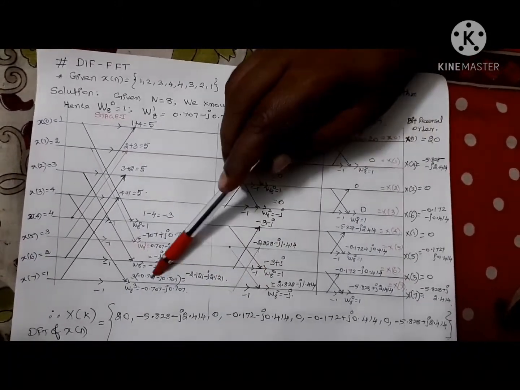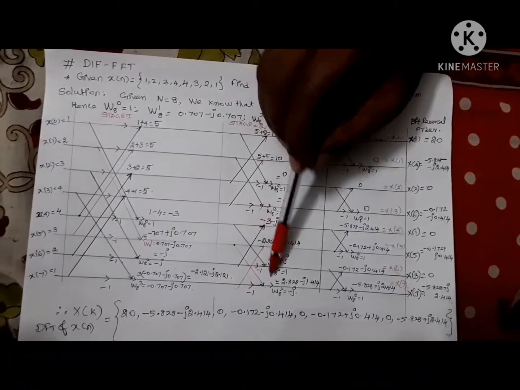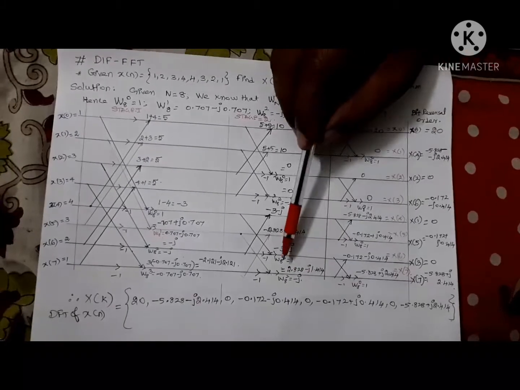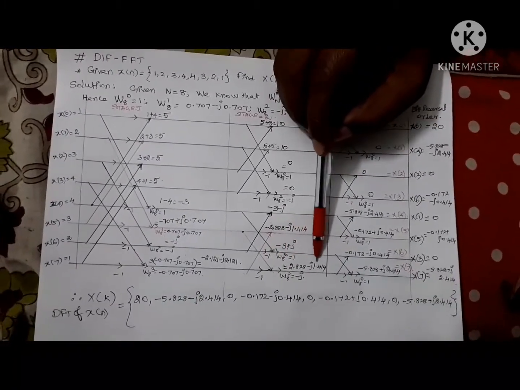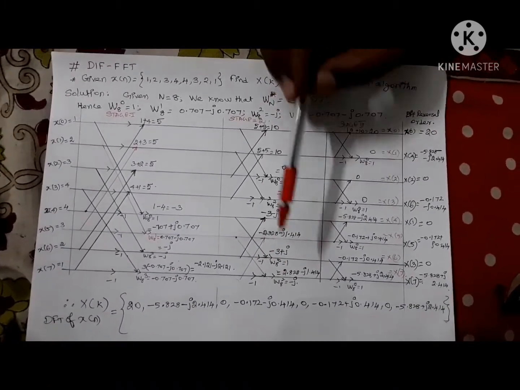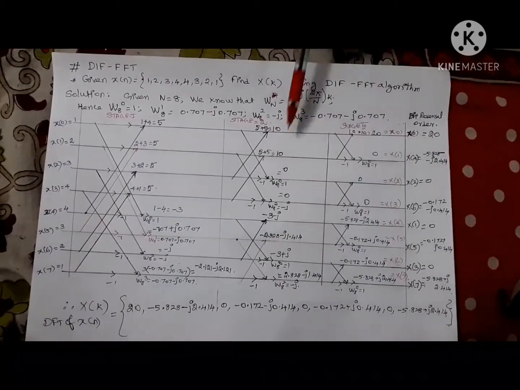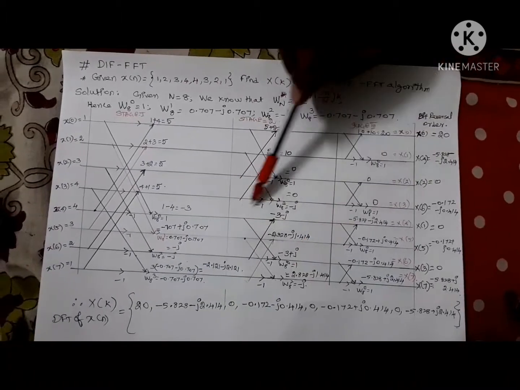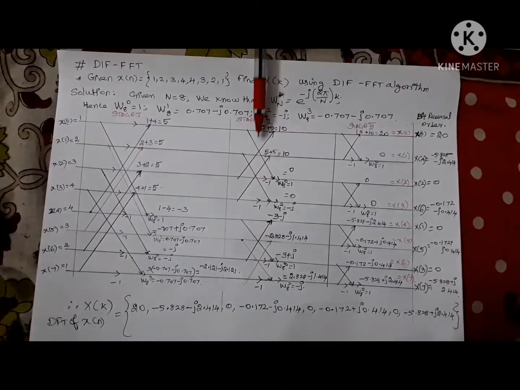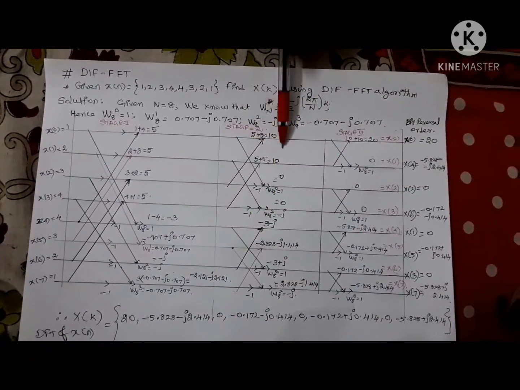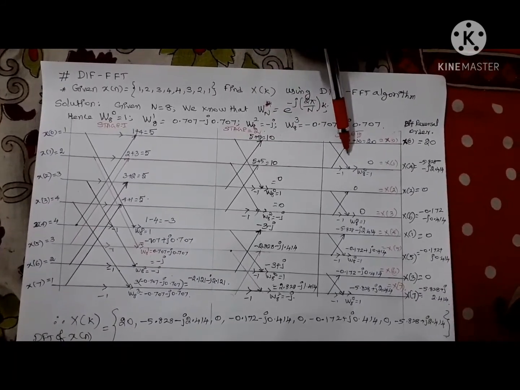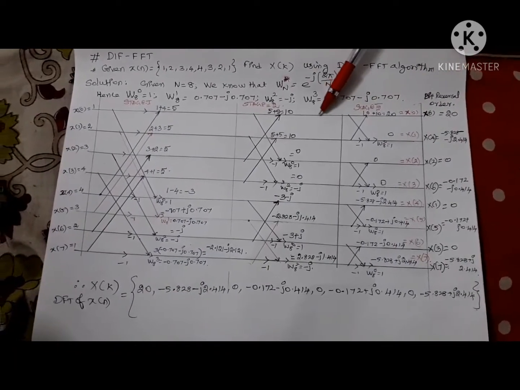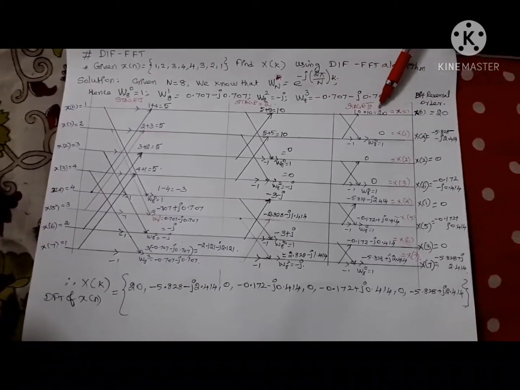Then this value will take minus 1 and it will go down, and if multiplied with w8 power 2 equal to minus j, you will get 2.828 minus j 1.414. So like this, in stage 2 calculation, we combine 4 inputs as one stage, here 4 inputs as another stage. So the output of stage 2 will be given to the input of the next stage. Then the stage 2 output will be given to the stage 3 input.